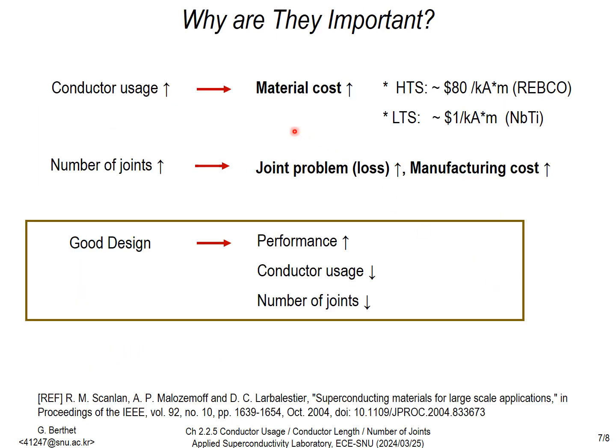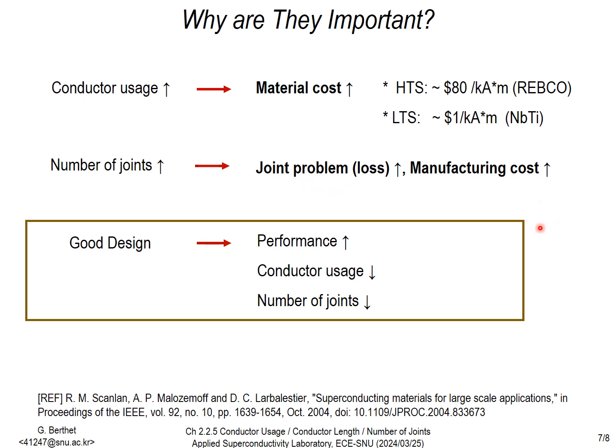What we studied today has direct financial consequences. The conductor usage directly impacts the material cost, noting that HTS tapes are usually sold around $80 per kiloampere meter and LTS around $1 per kiloampere meter. Also, the number of joints increases the manufacturing cost and may add losses while operating or even some problems during the manufacturing process.